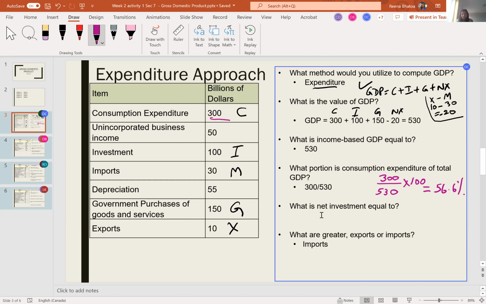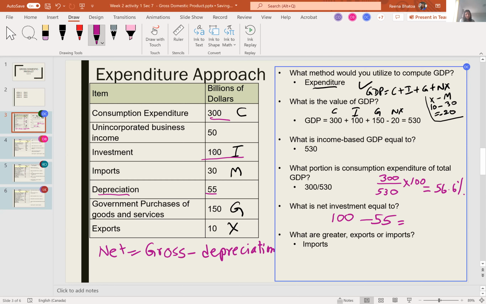Okay. So next is what is net investment? What I talked about in net investment is net equals gross subtract depreciation. Now for this question, we will use depreciation, right? So gross investment is given, which is 100. Subtract depreciation, given 55. Net investment is 45.